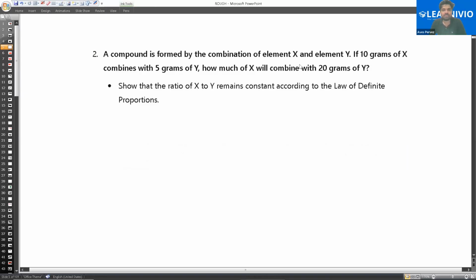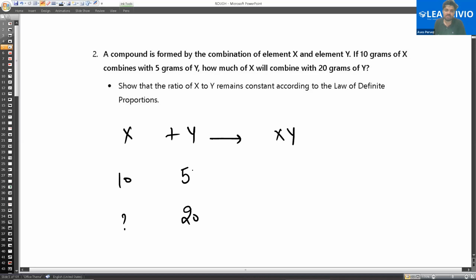A compound is formed by combination of X and Y. If 10 grams of X combined with 5 grams of Y, it's simple: X plus Y will give you XY. So 10 grams of X combined with 5 grams of Y. How much X will combine with 20 grams of Y? So if we have 20 grams of Y, how much will X be?